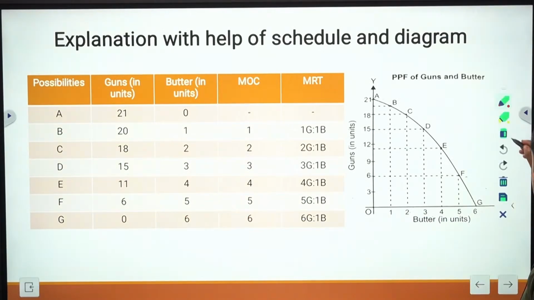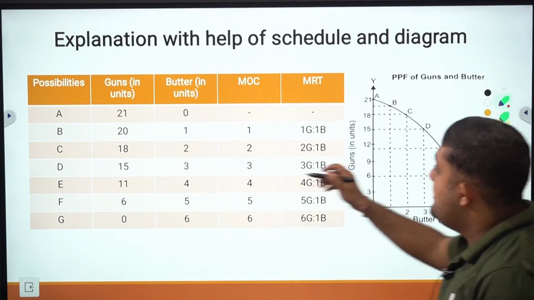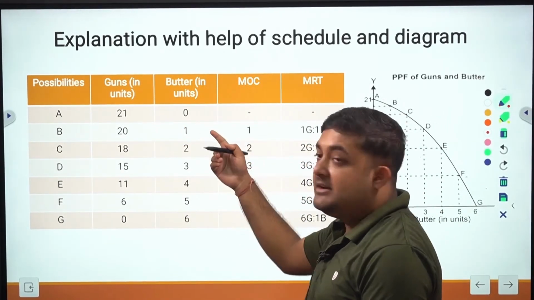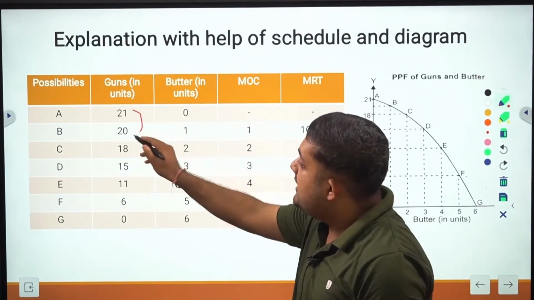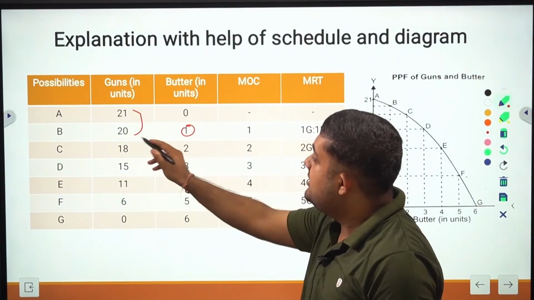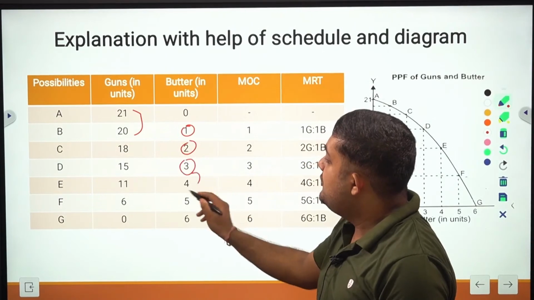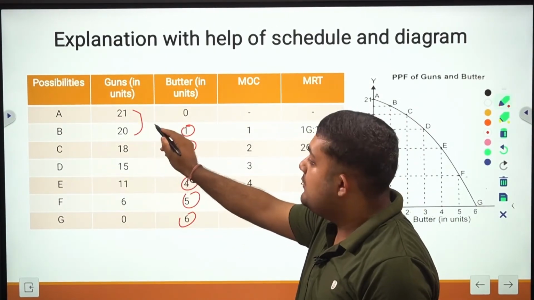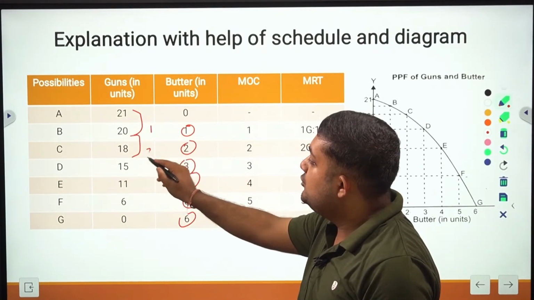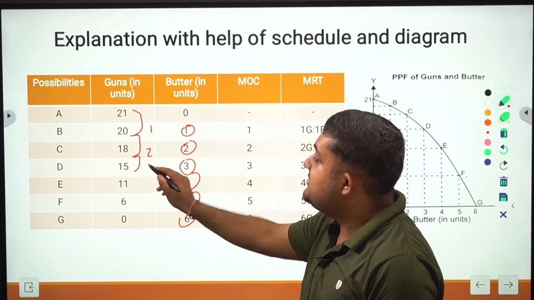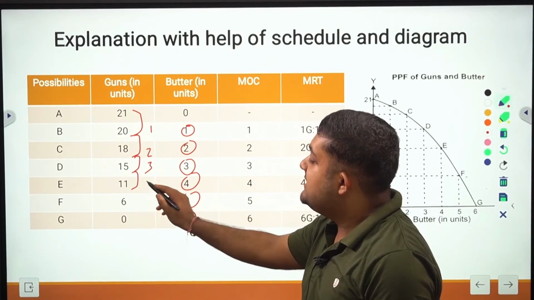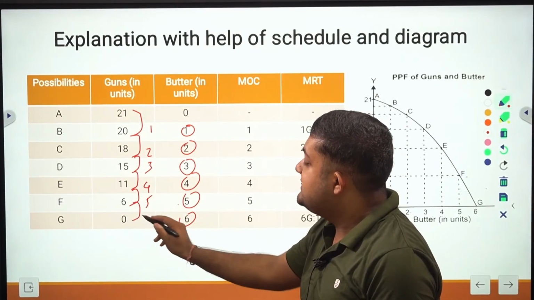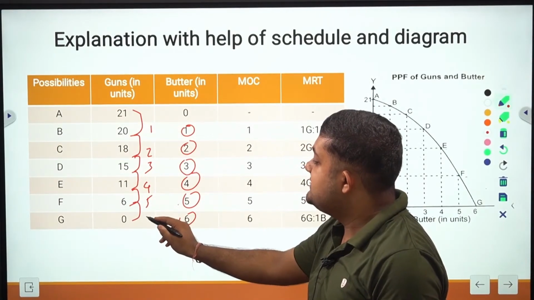How many units of a commodity is sacrificed of guns to gain one additional unit of butter? So here, 1, 2, 3, 4, 5, 6. 21 minus 20 is 1, 20 minus 18 is 2, 18 minus 15 is 3, 15 minus 11 is 4, 11 minus 6 is 5, and 6 minus 0 is 6.